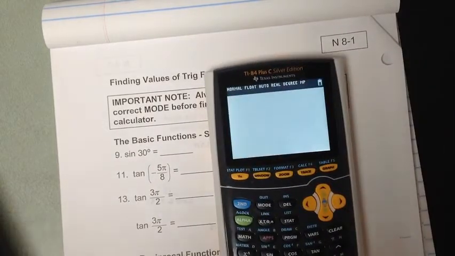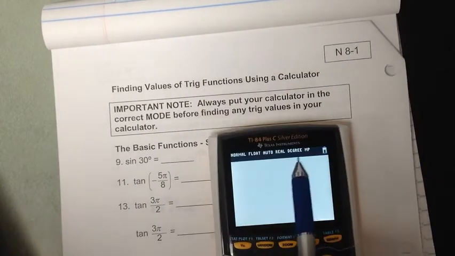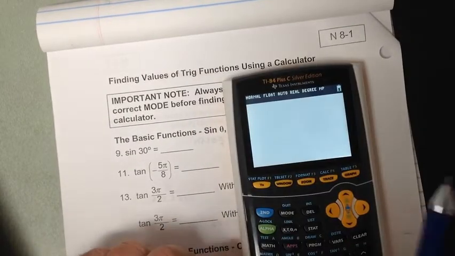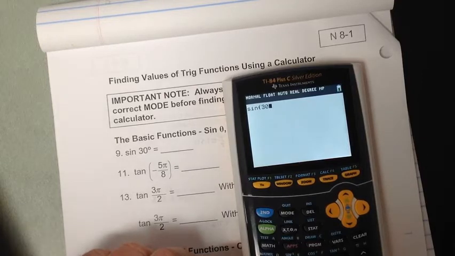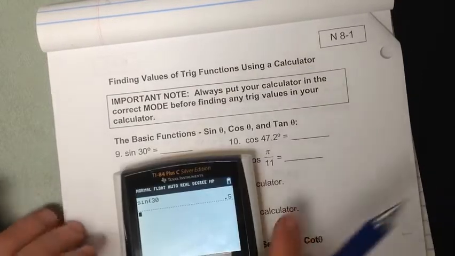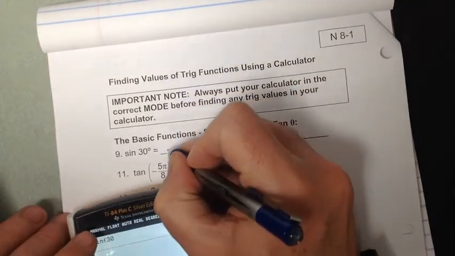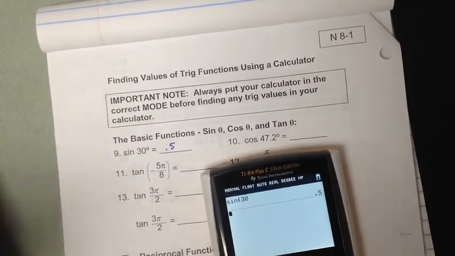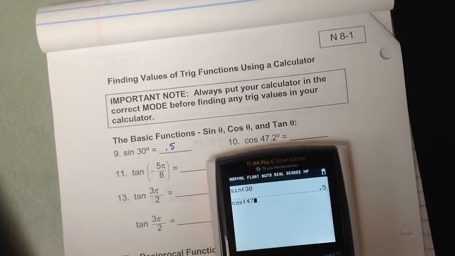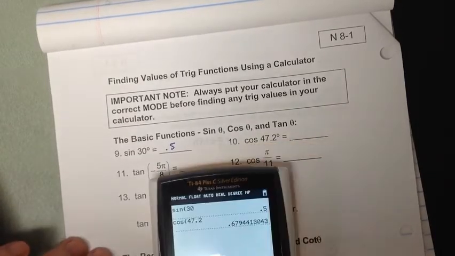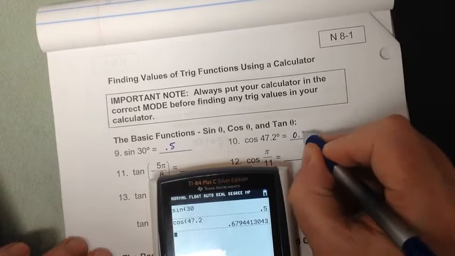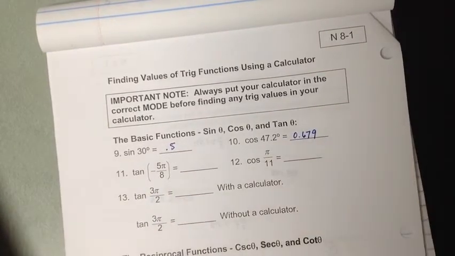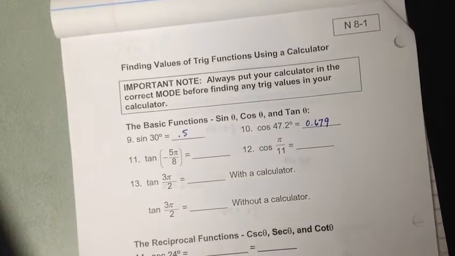All right, so I'm in degrees now. You can see it says degree up at the top of the calculator, and I'm going to do sine of 30 degrees. So sine 30 is 0.5, and we knew that. We knew that sine 30 is equal to 1/2. That was part of the unit circle stuff. Cosine of 47.2 is 0.679. We're always going to round these ratios to 3 decimals, just like our radians.